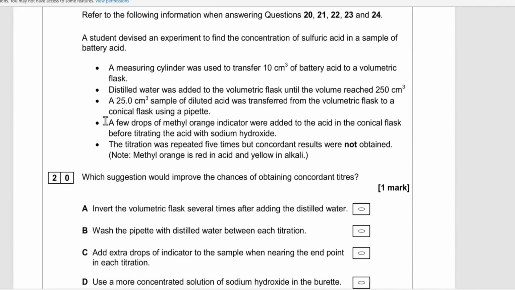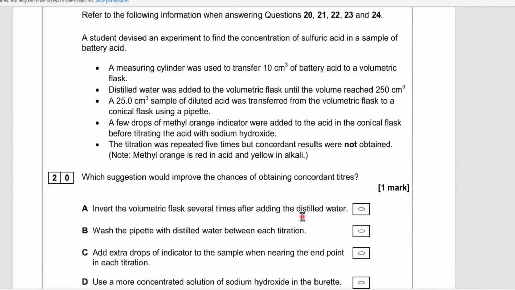Alrighty then. Refer to the following information when answering questions 20, 21, 22, 23, and 24. A student devised an experiment to find the concentration of sulfuric acid in a sample of battery acid. A measuring cylinder was used to transfer 10 centimeter cubed of battery acid to a volumetric flask. Distilled water was added to the volumetric flask until the volume reached 250 centimeter cubed. That 25 centimeter cubed sample of dilute acid was transferred from the volumetric flask to a conical flask using a pipette. A few drops of methyl orange indicator were added to the acid in the conical flask before titrating the acid with the sodium hydroxide.